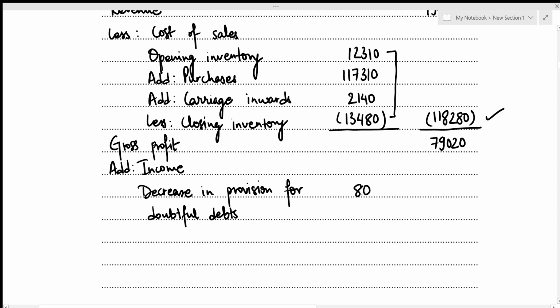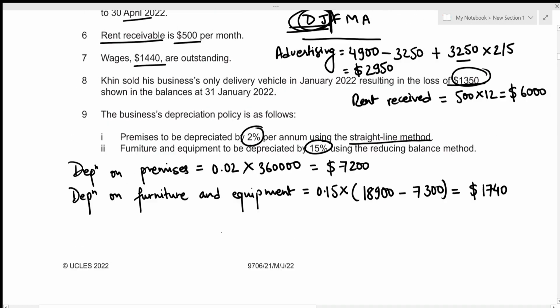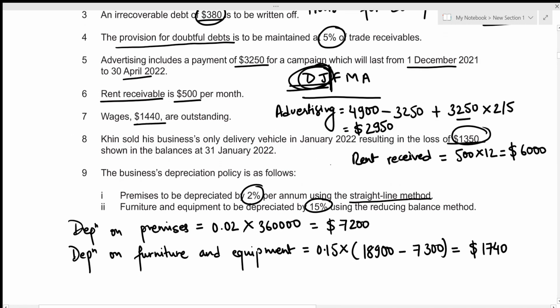And then our next income would be that of rent, right? Because we already calculated the rent received for this particular year as well. Let's have a look above. So rent received, we calculated it right here to be 6,000. So let's substitute this value into our income statement.